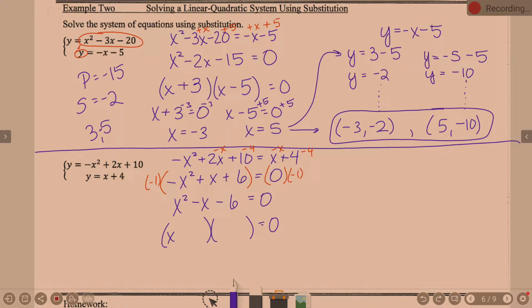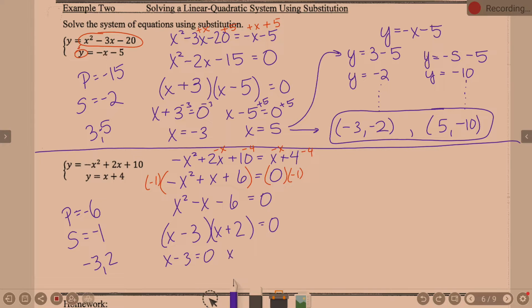X squared breaks into x and x. I need numbers that multiply to be -6 and add to be -1. 3, 2. It's got to be a 3-2 combo. One of them has to be negative again. Again, it's the larger number. So I'm going to have an x minus 3 and x plus 2. Set each part equal to 0.